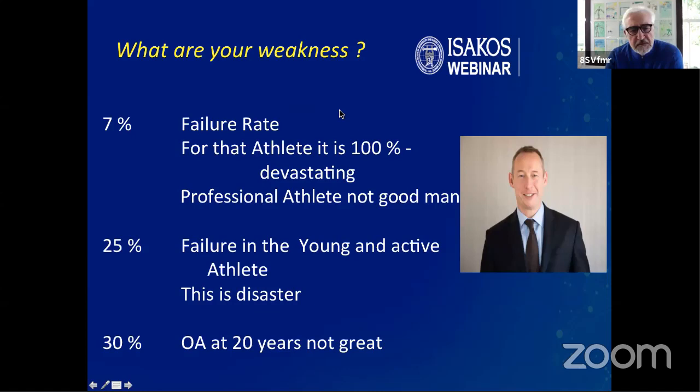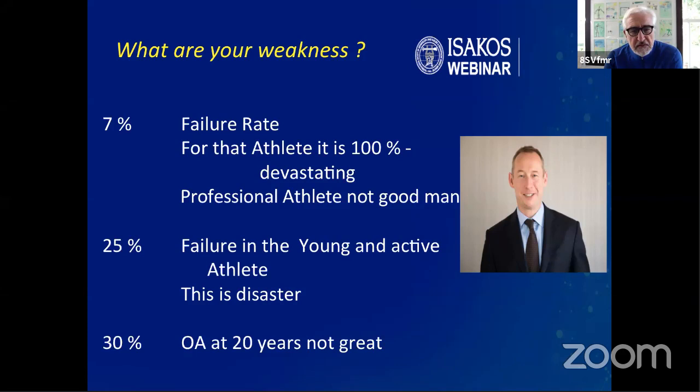What are the weaknesses in these results? I think a 7% failure rate is fine. I think we can all expect that, and it's something that we can accept, but not for an athlete, and especially not for an elite athlete. And that's Andy Williams, a good friend of mine. I think 90% of his patients are professional athletes in the UK, and rugby players. For a professional athlete to have a failure is absolutely no good. It's devastating. So if you have a 7% failure rate in elite athletes or people that are playing professional sport, your practice is not going to survive.